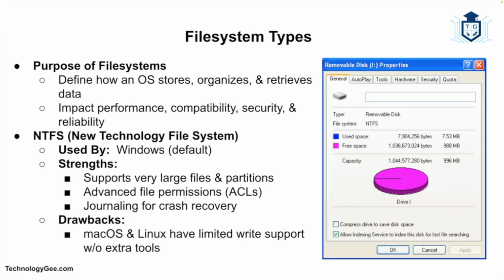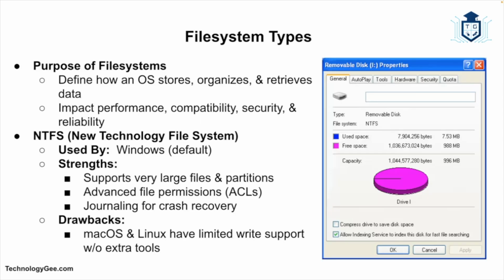Now, every operating system needs a way to store, organize, and retrieve data. For the ones that you need to know for the A+ exam, the first one is called NTFS, or New Technology File System, and this is used by Windows. It supports large files, it supports file permissions, and it supports journaling to help recover from crashes. Its drawbacks, well, it has limited support on macOS and Linux, where it only offers read-only without any of the extra tools.